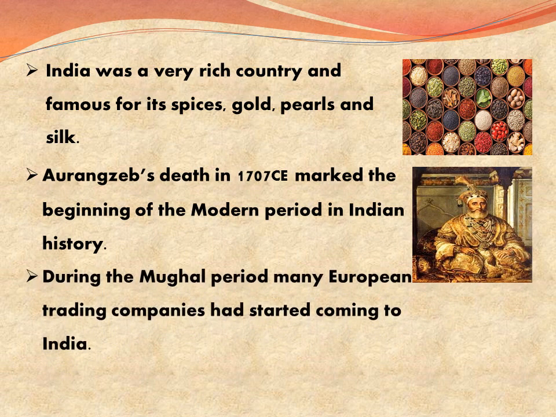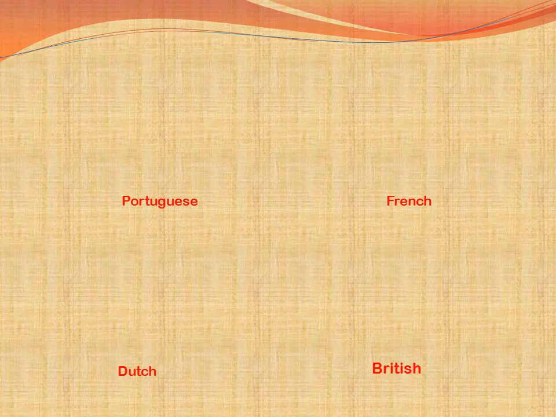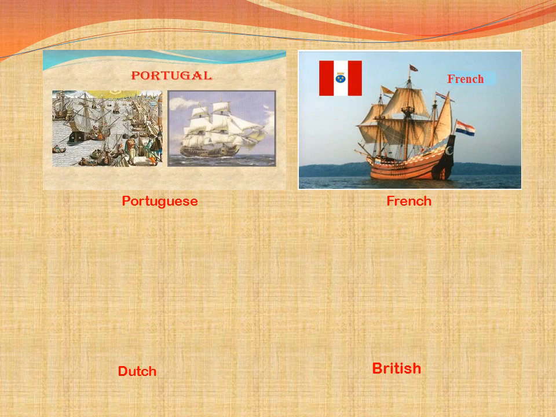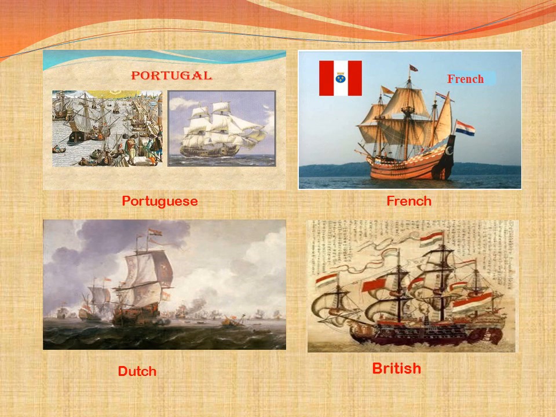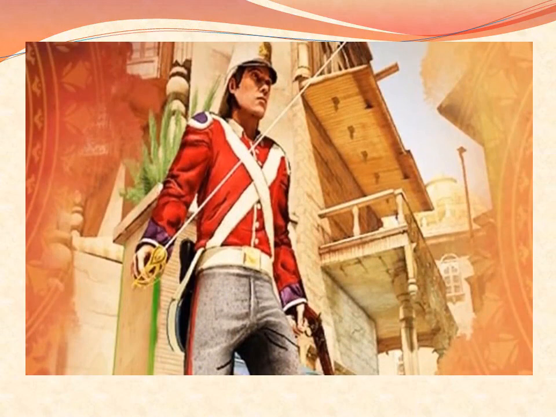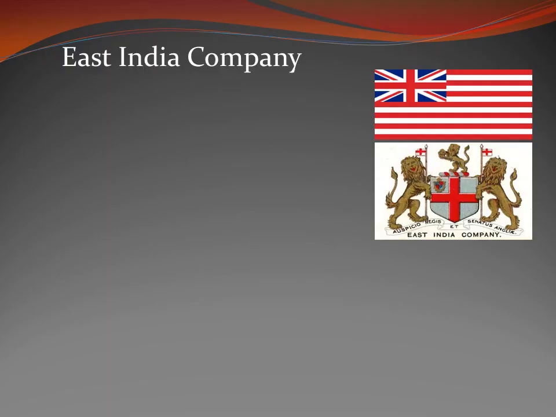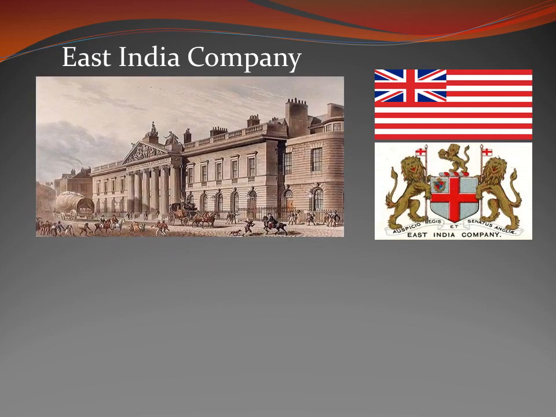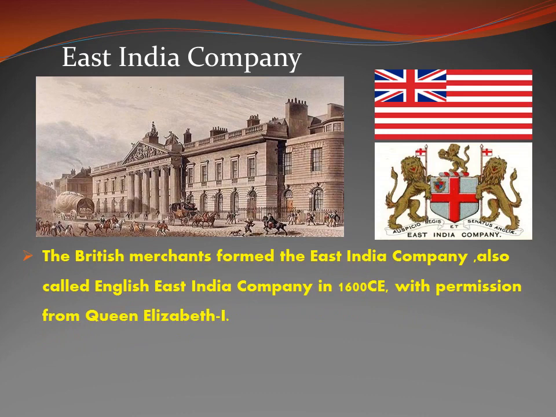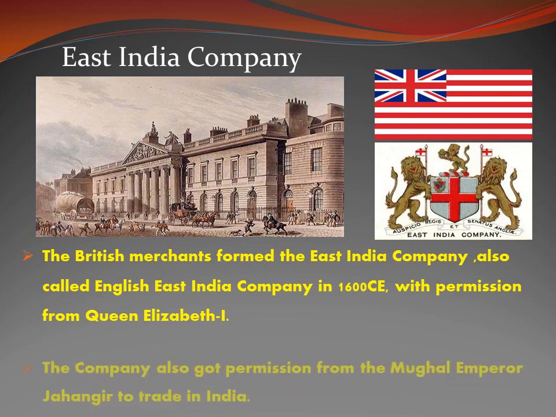During the Mughal period, many European trading companies had started coming to India. They were followed by the Portuguese, the French, the Dutch, and the British. Finally, the British defeated others and formed the East India Company, also called the English East India Company, in 1600 CE for trading in India with the permission of Queen Elizabeth I. The company also got permission from the Mughal Emperor Jahangir to trade in India.